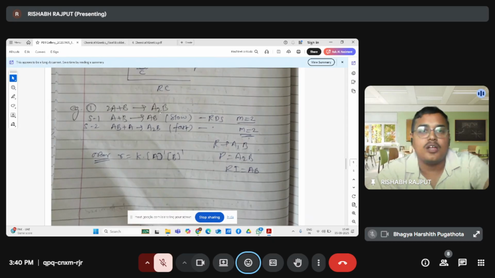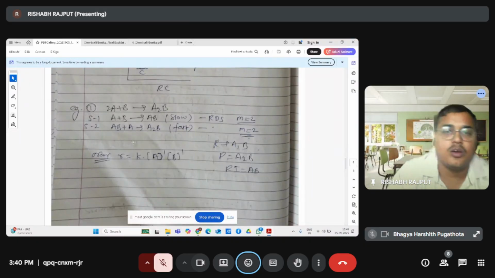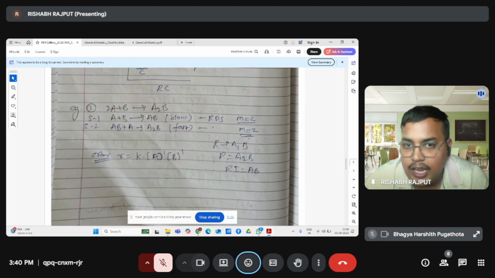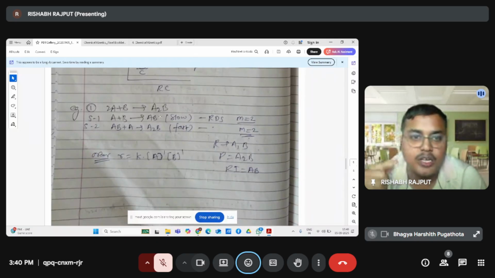Okay. Not is a slow reaction. Is slow comparing to only second step only. Okay. So I already told you this slow step. First step is very slow. That is why these steps will determine the order of the reaction.